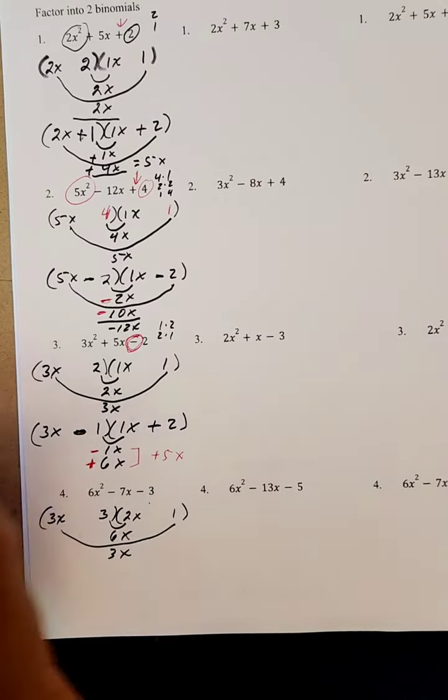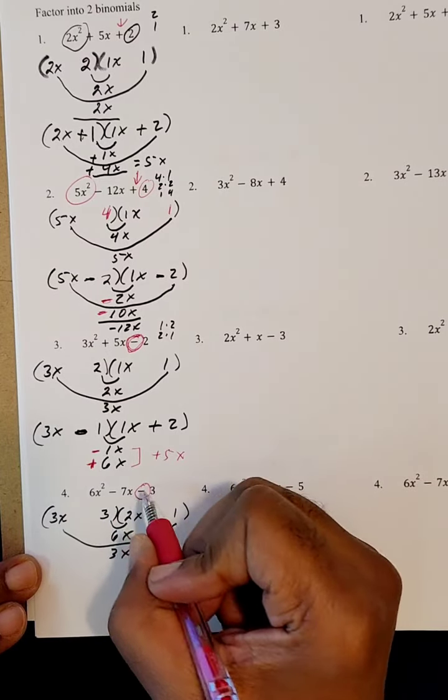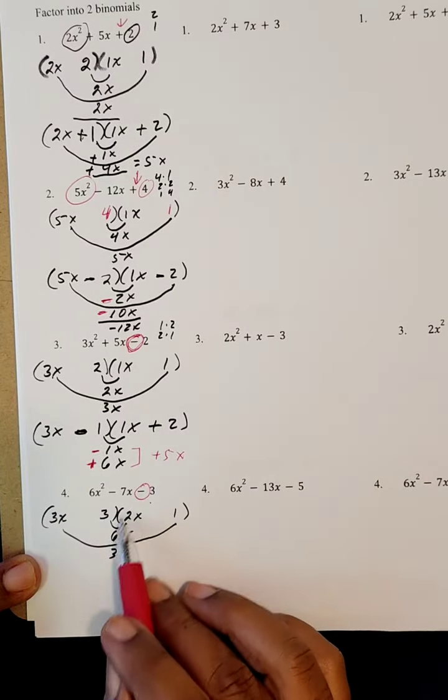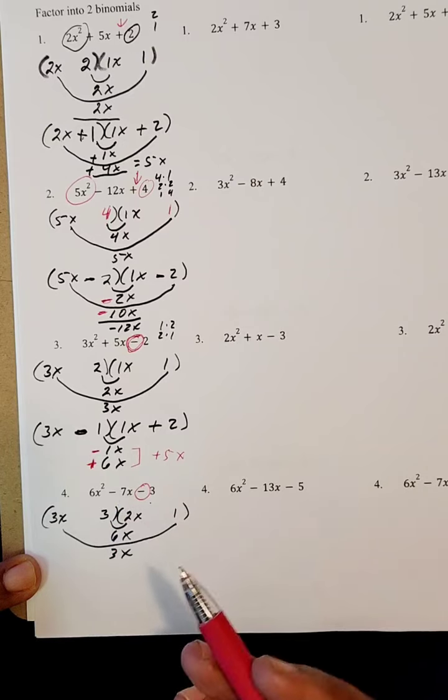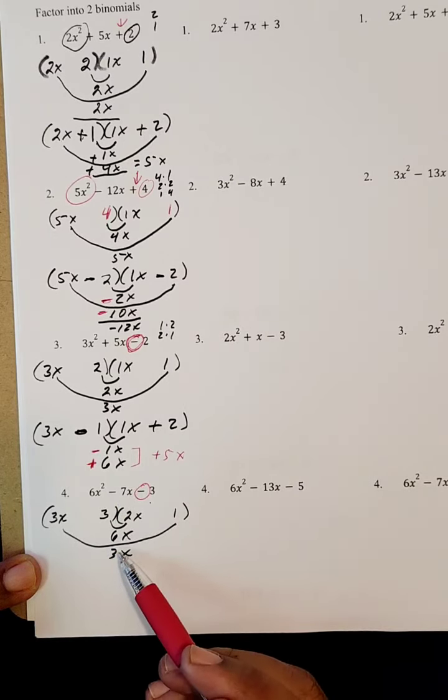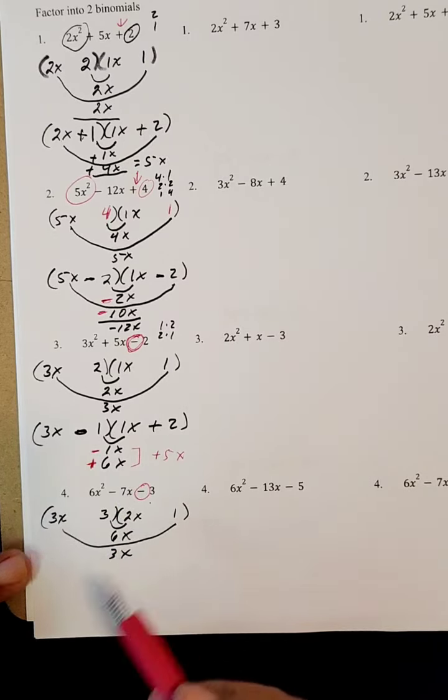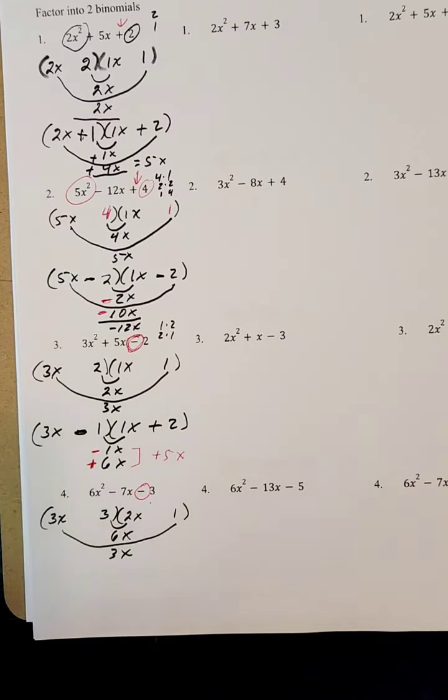Now, can we use different signs on these two and get a negative 7x? And the answer is no, because if we had different signs here, these will give us a 3x. So let's try again.